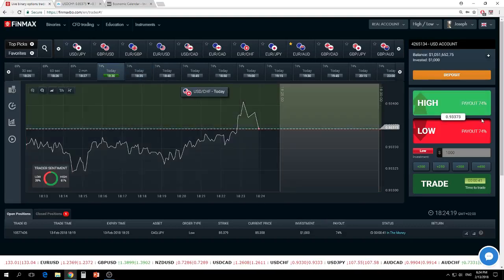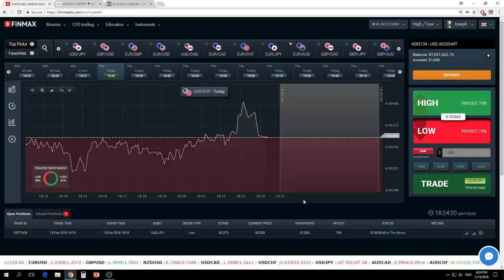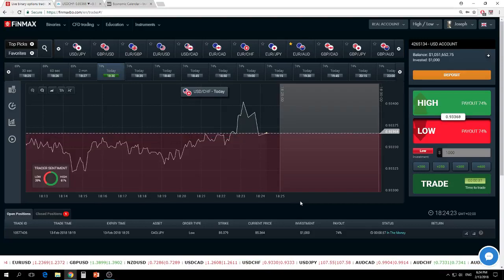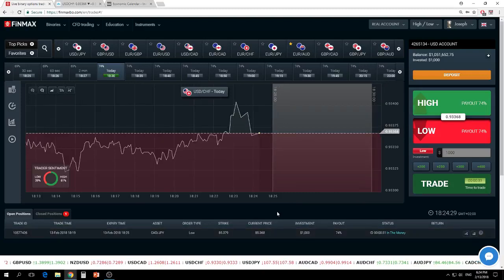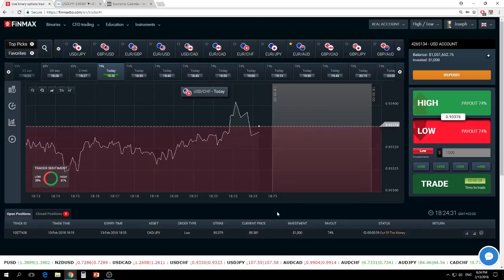Recheck your settings on the platform once more. We are going to launch our trade in about 30 seconds from now. And I'm also looking at a Canadian JPY trade. It should be finished in the money.